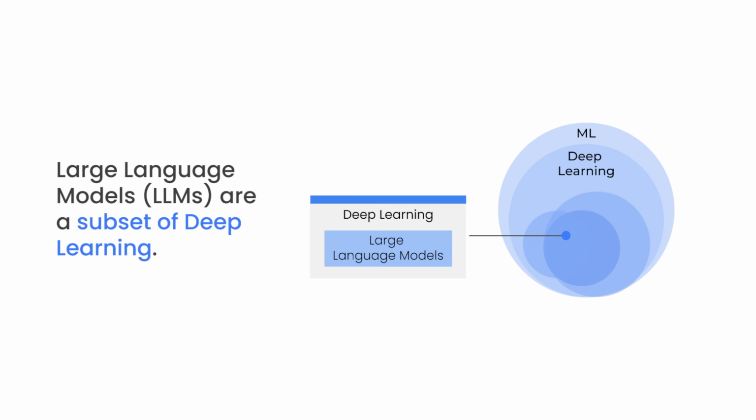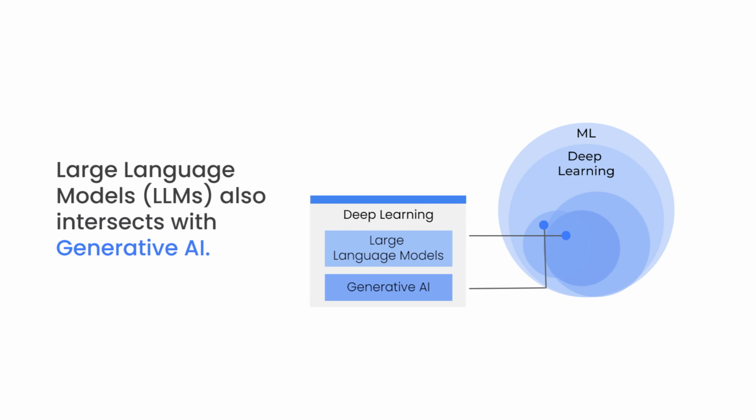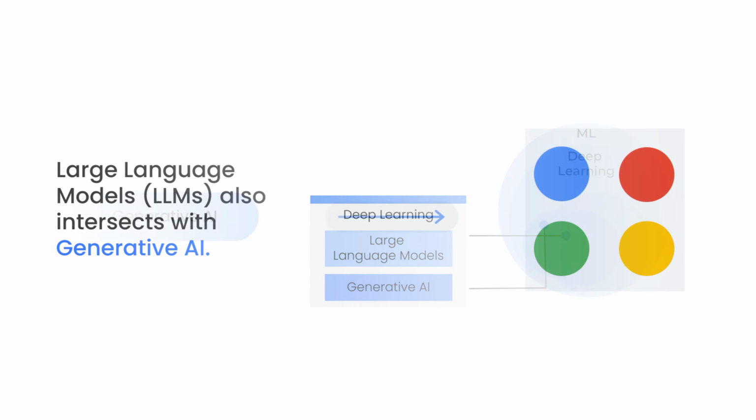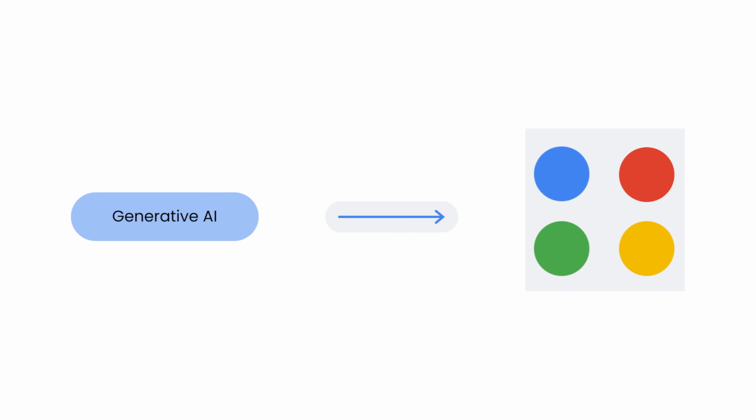Large language models are a subset of deep learning. LLMs and generative AI intersect, and they are both part of deep learning. Another area of AI you may be hearing a lot about is generative AI. This is a type of artificial intelligence that can produce new content, including text, images, audio, and synthetic data. We'll explore more about generative AI in a different video.